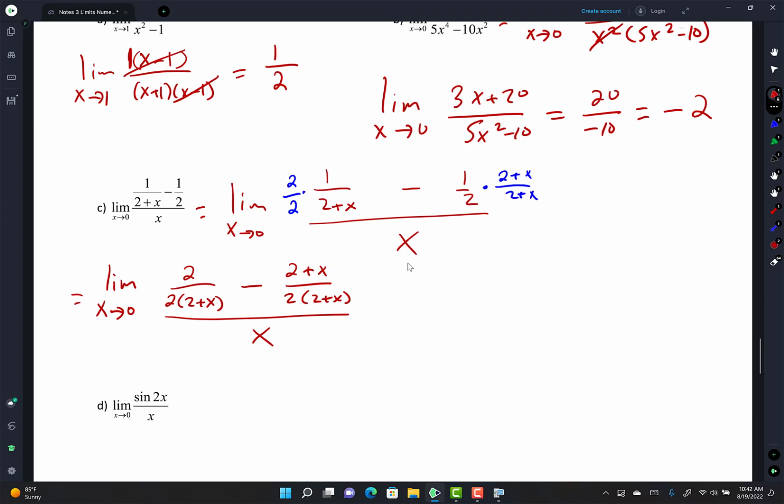The 1/2 by x plus 1. Oh, I did multiply the 1/2 by 2 plus x, but I kept the denominator in the bottom. 2 times 2 plus x. 1 times 2 plus x is 1, and then 2 times 2 plus x. Nothing cancels right now.